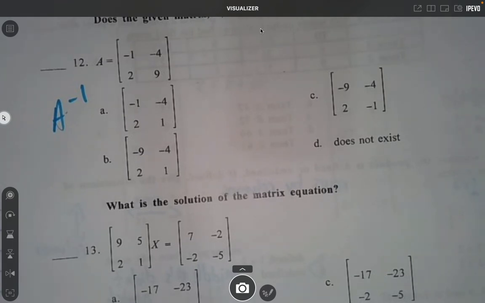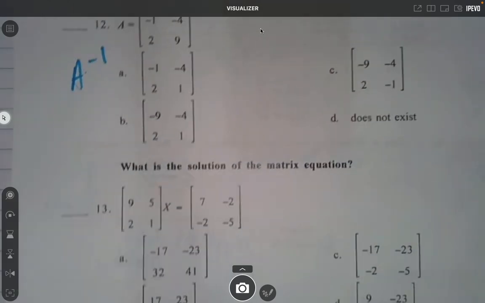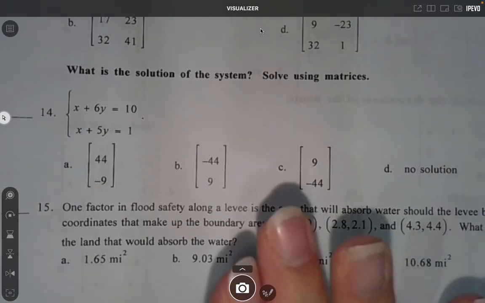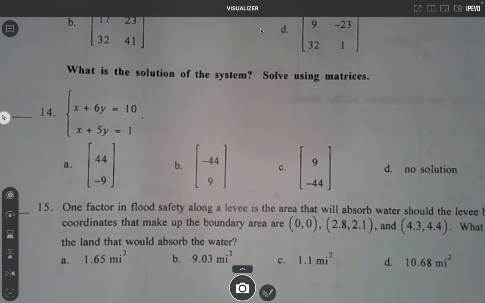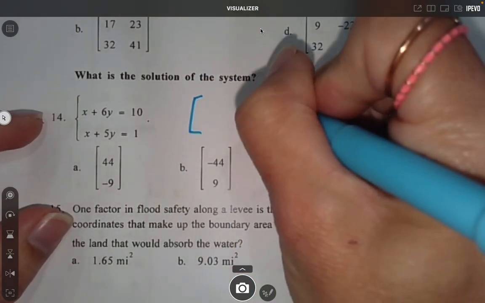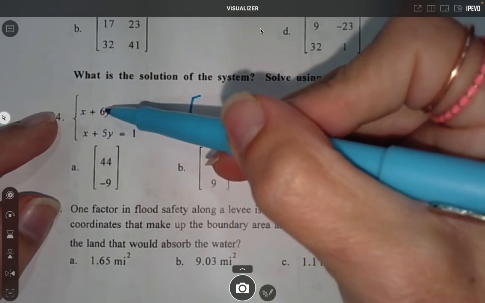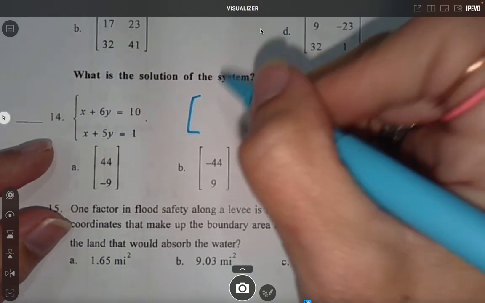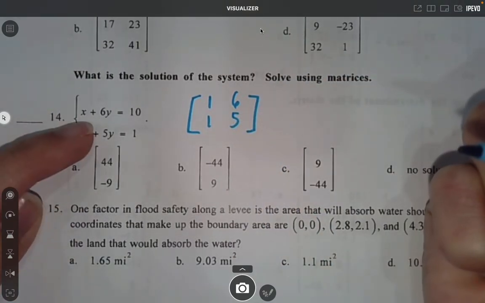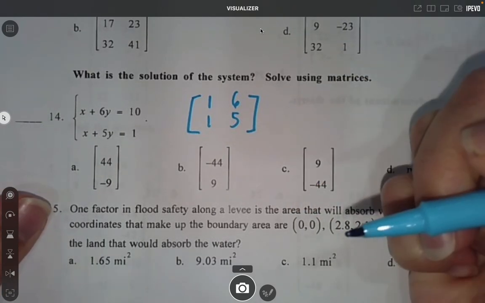All right, our next one is number 14. Is anybody still on number 12? Nope? Okay. Number 14. What's the solution? Solve using matrices. So if you need to write it out, I'm going to write it. What are all the numbers in the front of the X's and Y's? 1, 6, and then what? 1, 5. Does everybody know where I got those numbers from? There's 1X, 6Y, 1X, 5Y. That's where 1, 6, 1, 5 came from. Okay?